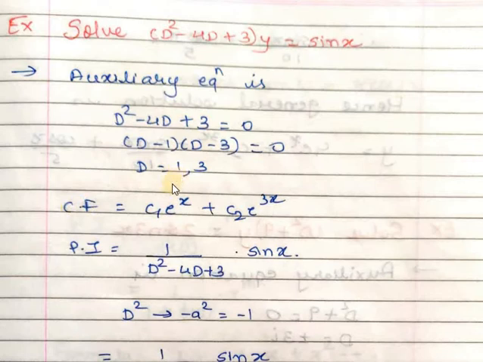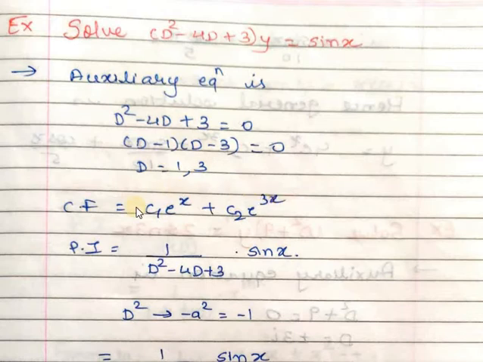So what is case 1 of complementary function? It is C1 e^x + C2 e^(3x), because here the first root is 1, so we will write e^(1·x), and the second root is 3, so we will write e^(3x). Whenever roots are real and different, then CF can be found by this. So the complementary function is equal to C1 e^x + C2 e^(3x).